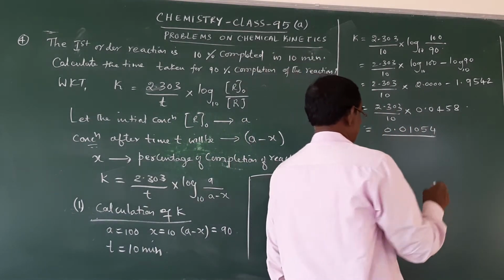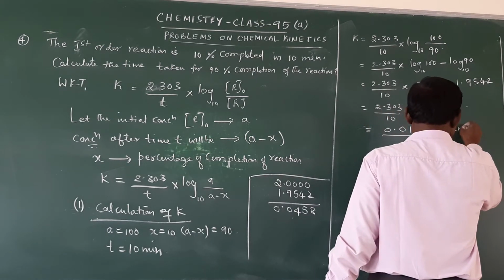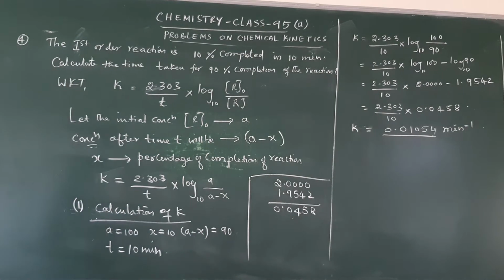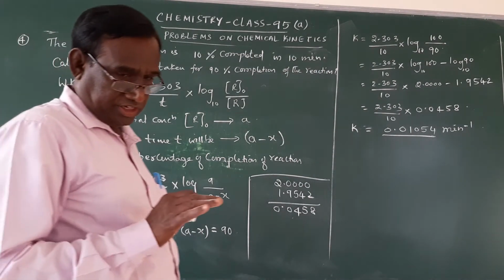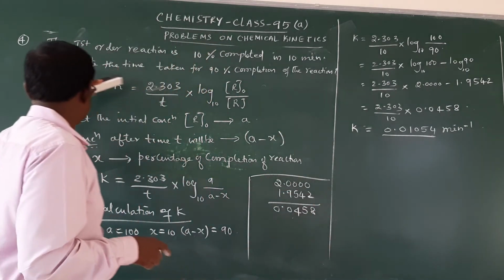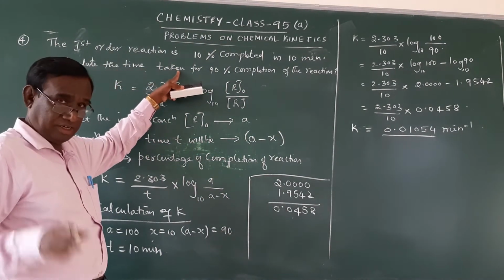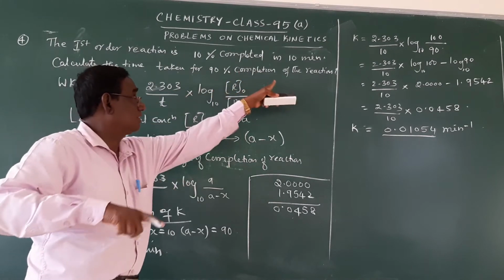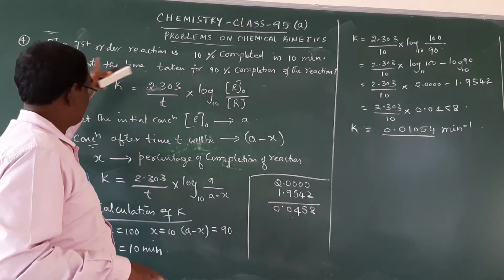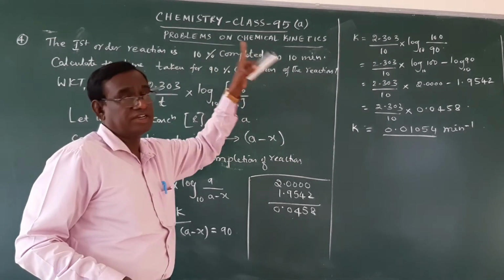0.01054 per minute, per minute. So this is the calculation of k. Okay. And after that, you have one more question in this. Calculate the time required for 90% completion. That means 10% of the completion is in 10 minutes. What is the time taken for 90% completion of the reaction?